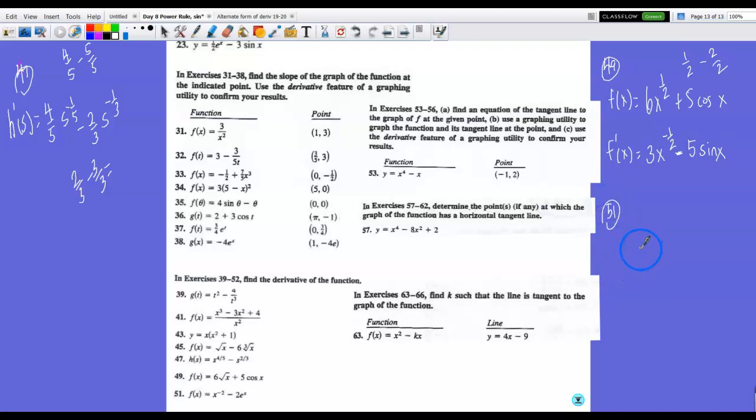51, the derivative is negative 2x for the first term. Oh, minus, I didn't decrease the power. Minus negative 2x, decreasing the power by 1 gives me negative 3. The derivative of e to the x is e to the x, and I keep the coefficient of 2. All right, I'm going to come back over on the other side for number 53. We've got some new, let's go ahead and clear the board here.